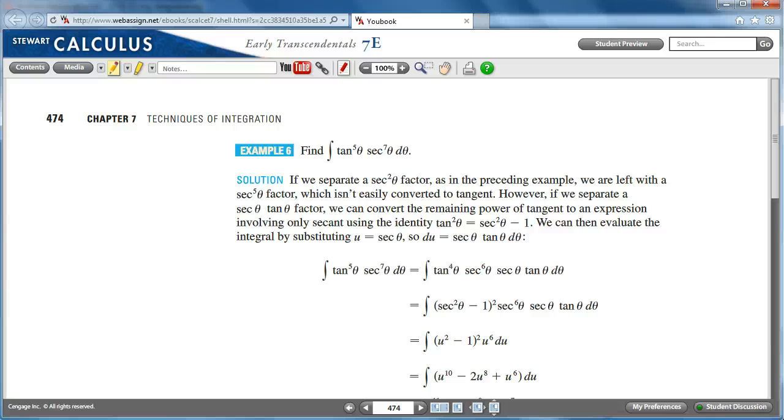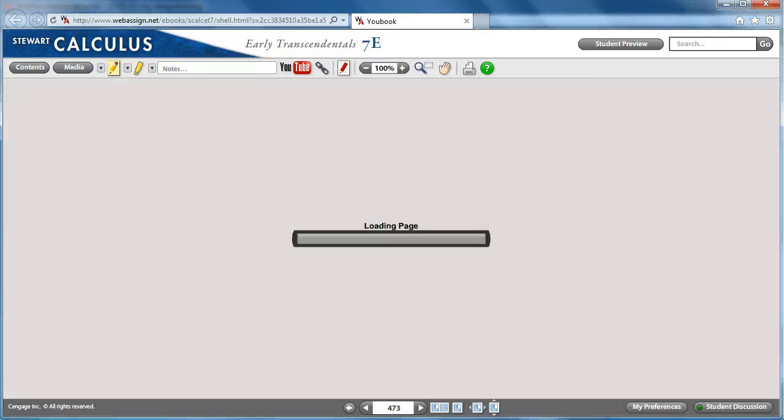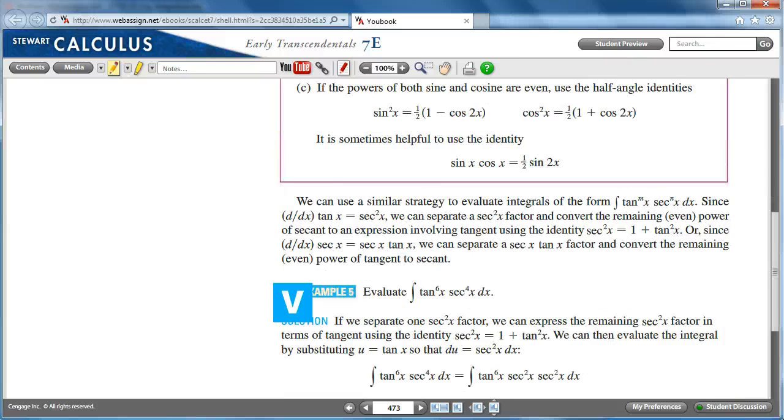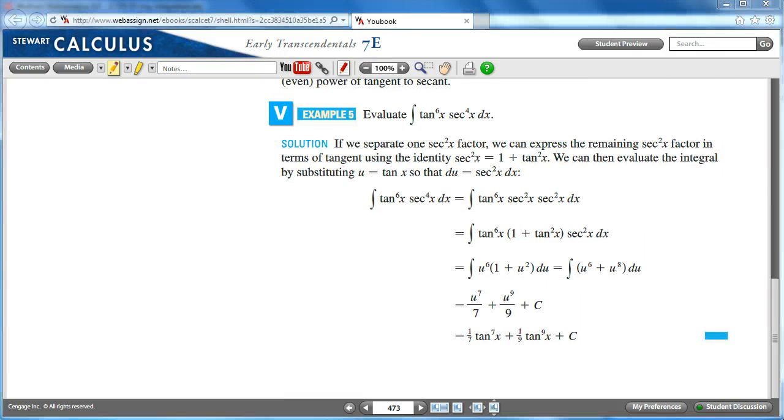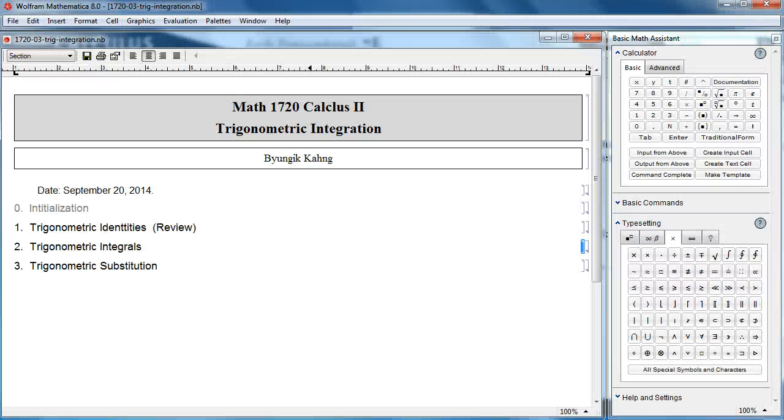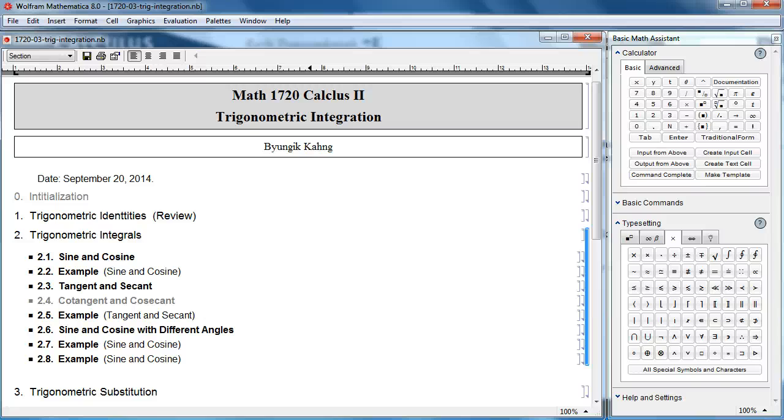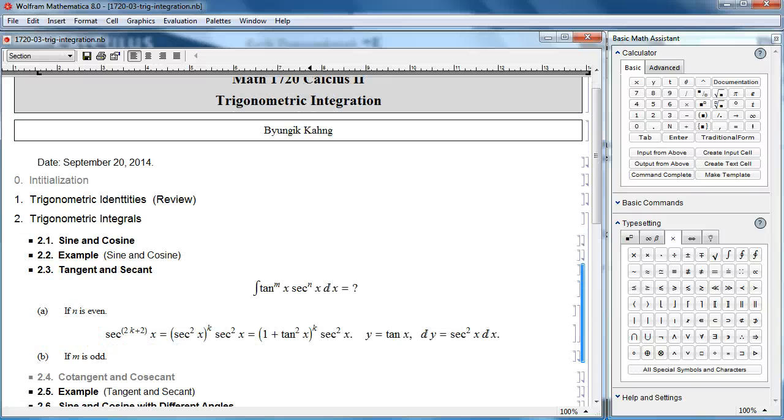Again, tangent times secant type of problems. Well, these problems are in the textbook, so let me use my notebook here and let's talk about the strategy and some examples here.